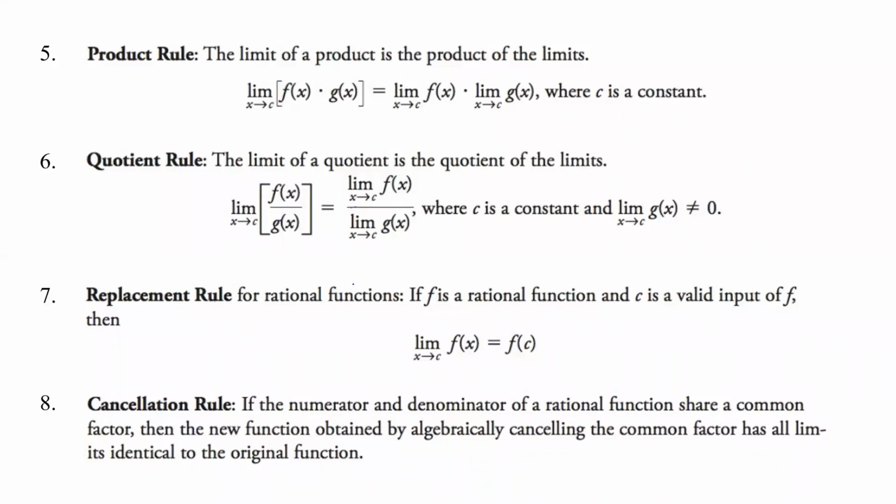Now, the replacement rule for rational functions: if it's a rational function and c is a valid input for f, then the limit of f of x as x approaches c is equal to f of c. And then one that really helps us out is called the cancellation rule. If the numerator and denominator of a rational function share a common factor, then the new function obtained by algebraically canceling those common factors out has all the limits identical to the original function. So basically, if we can cancel something out on the numerator and denominator, then whatever the resulting function is has the same limits as the original function.